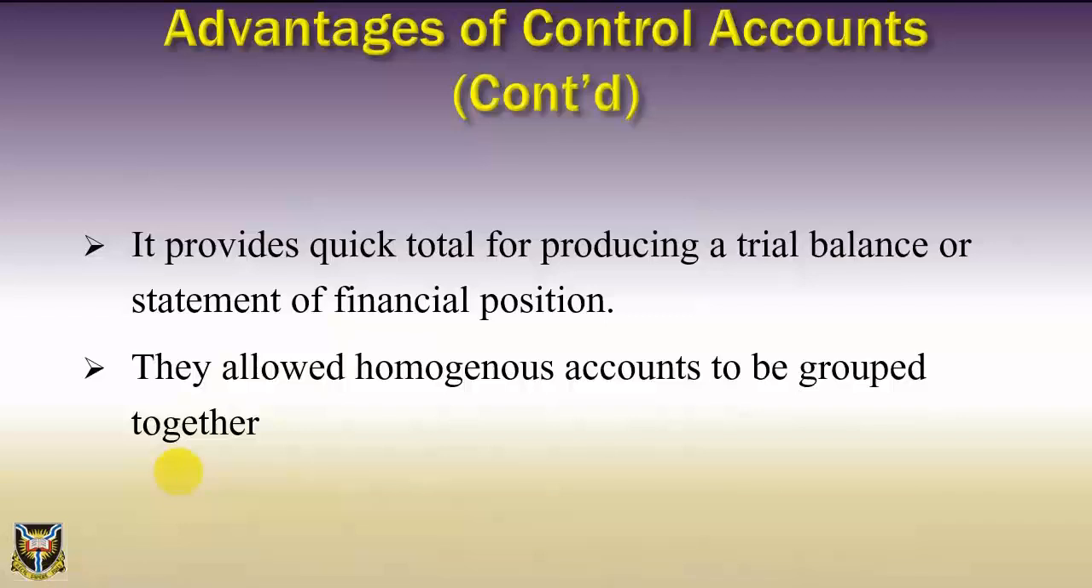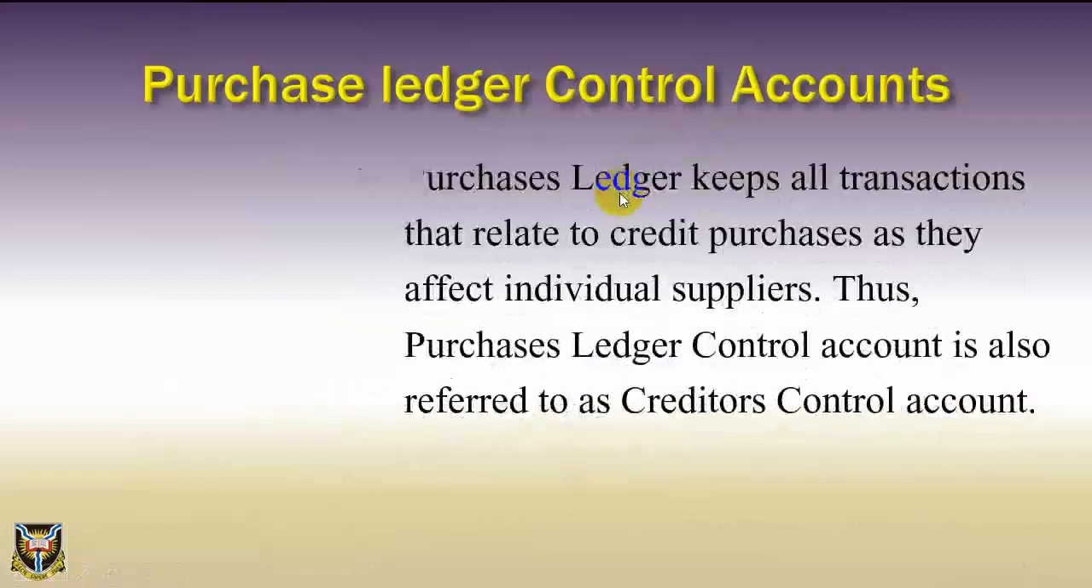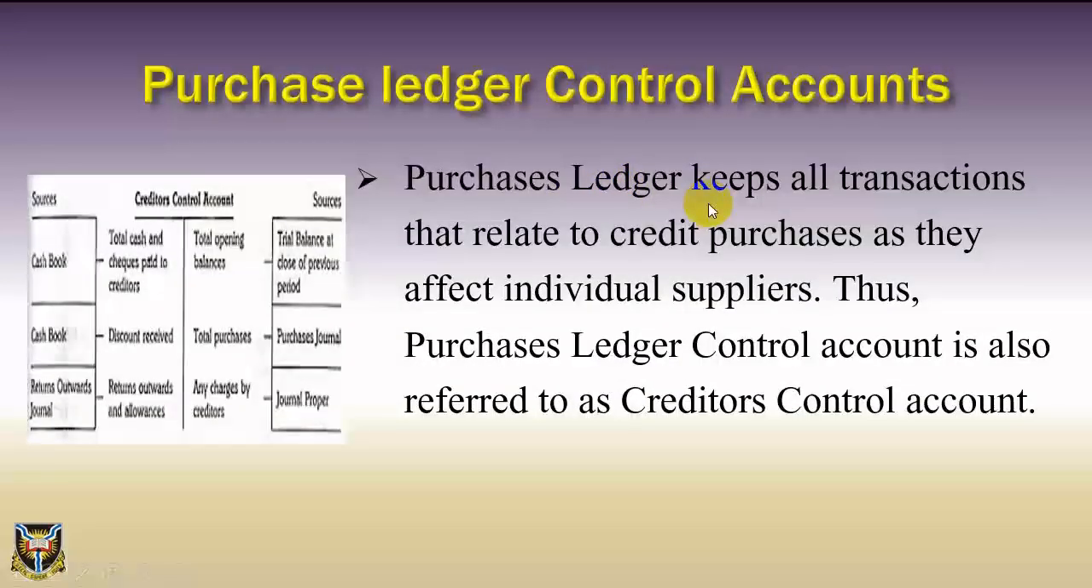F. Purchases ledger control account. Recall that purchases ledger, also referred to as bought ledger or creditors ledger, is the ledger that contains all personal ledgers of all creditors. Purchases ledger keeps all transactions that relate to credit purchases as they affect individual suppliers. Thus, purchases ledger control account is also referred to as creditors control account.